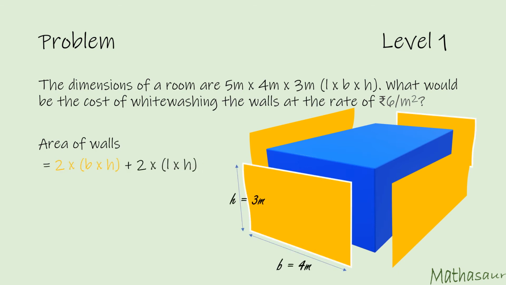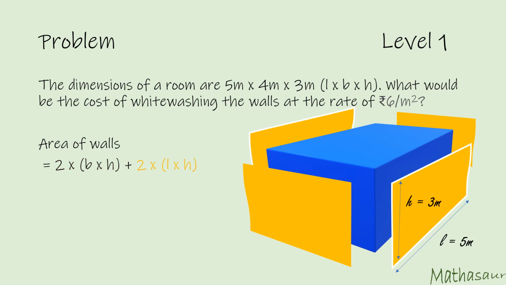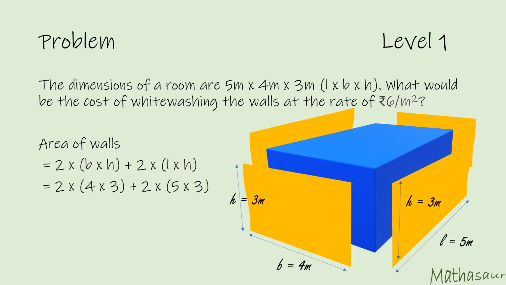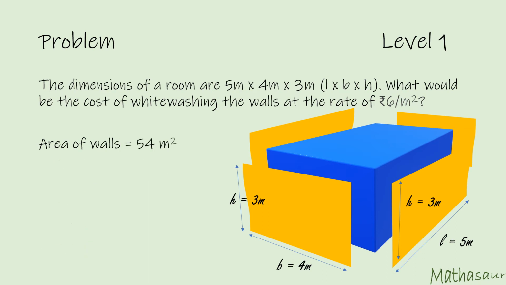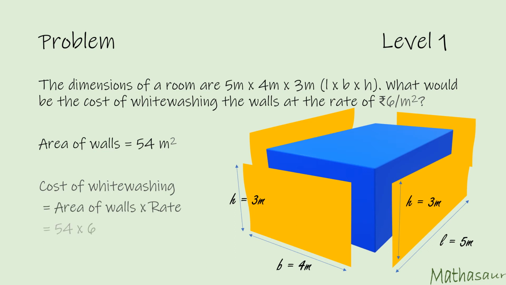So 2 times BH plus 2 times LH. Let us substitute the values and let us calculate. We get 54 meters square. So the area of walls is 54 meters square. Now let us find the cost of whitewashing. It will be area of walls multiplied by rate, or 54 times 6, which is 324 rupees.